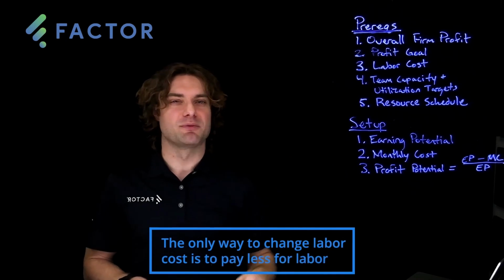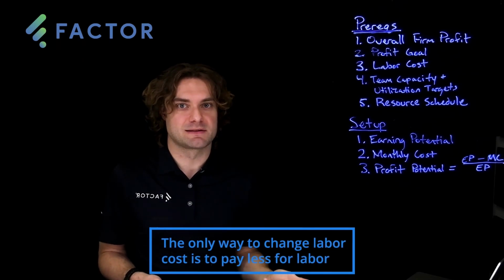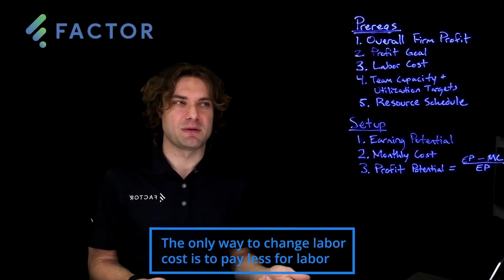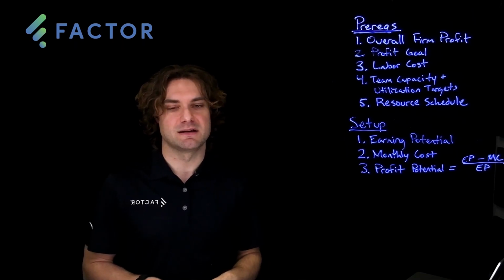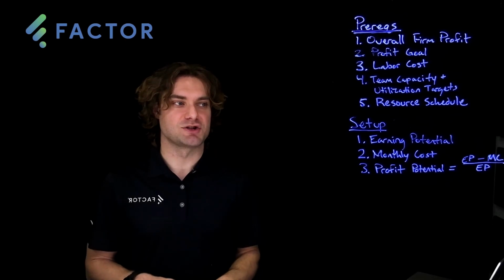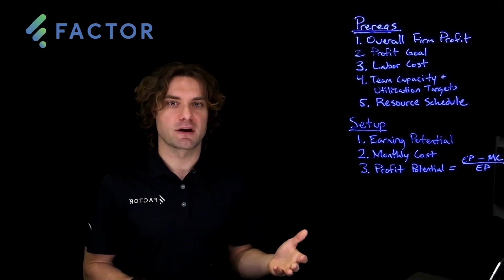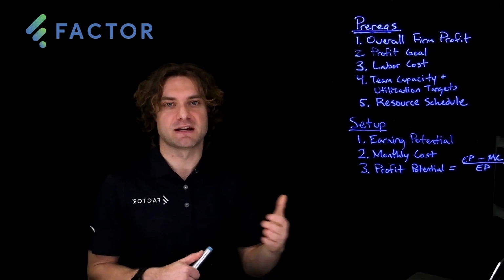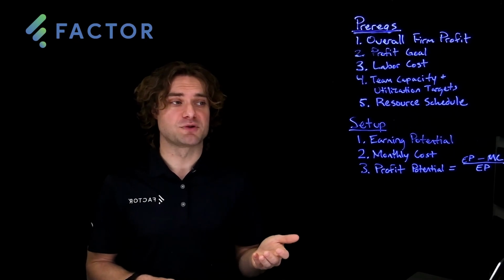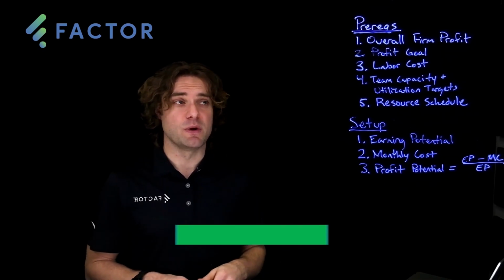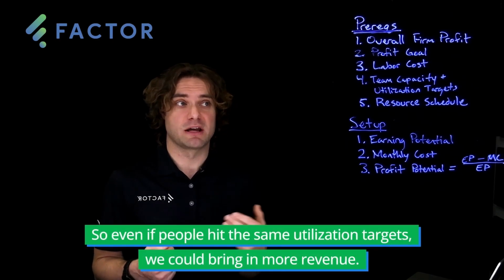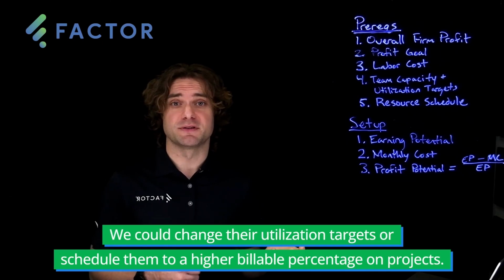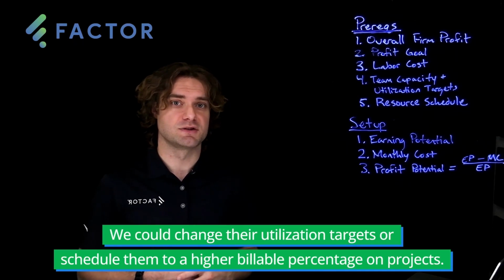The only way to change labor cost is pay people less or lay people off. And if we lay people off, we're also affecting earning potential because our overall capacity is changing. The only other way to change our monthly cost is really to look at overhead costs for operating our firm and see if there's anything that can be cut there. We have more options when it comes to changing earning potential. We could charge more per hour, so even if people hit the same utilization targets, we could bring in more revenue. We could change their utilization targets or schedule them to a higher billable percentage on projects.